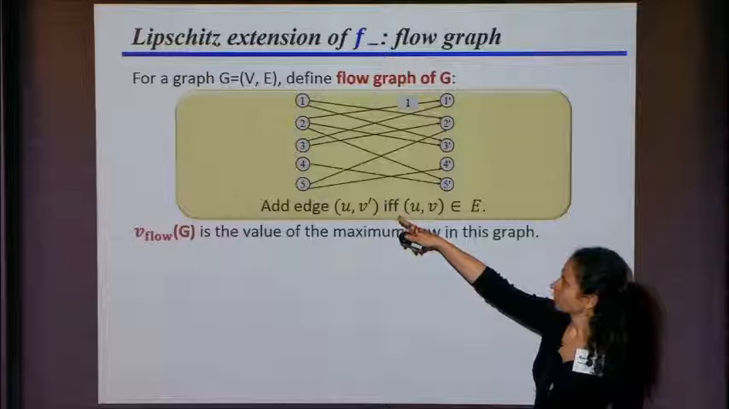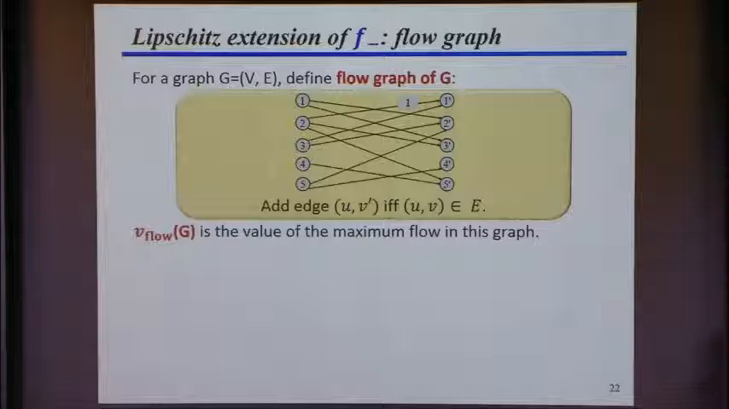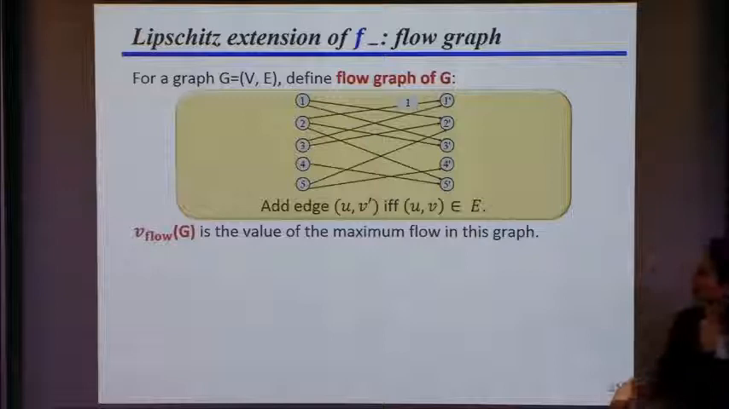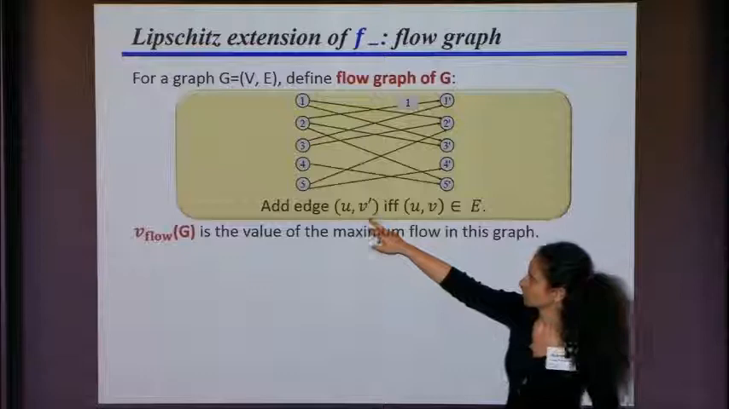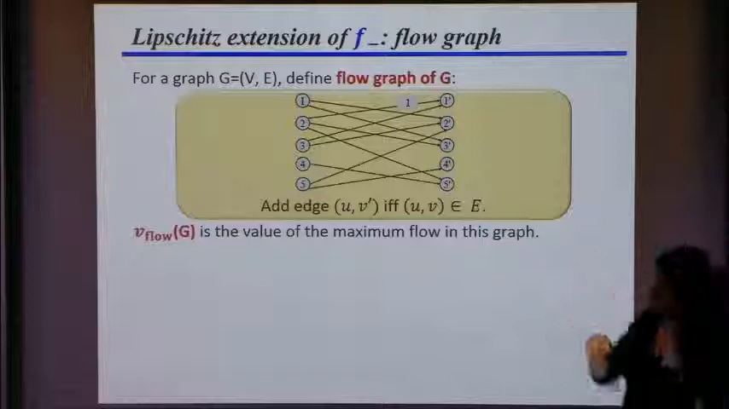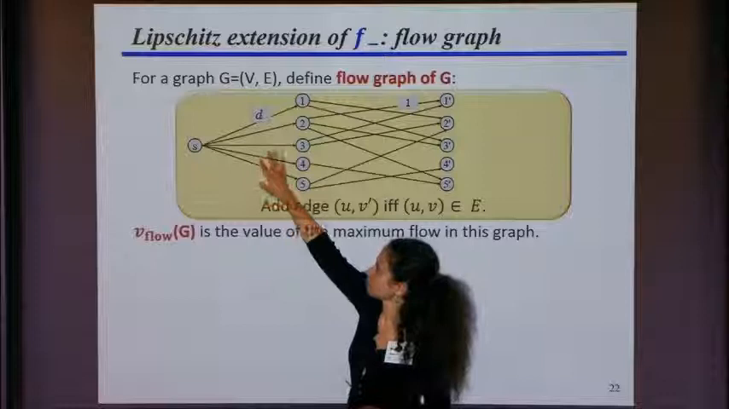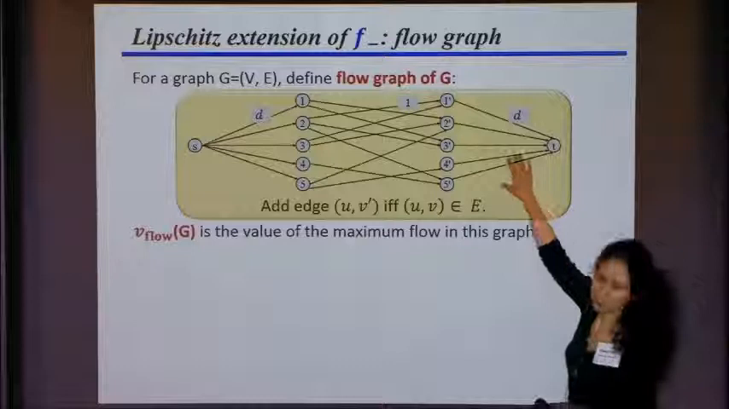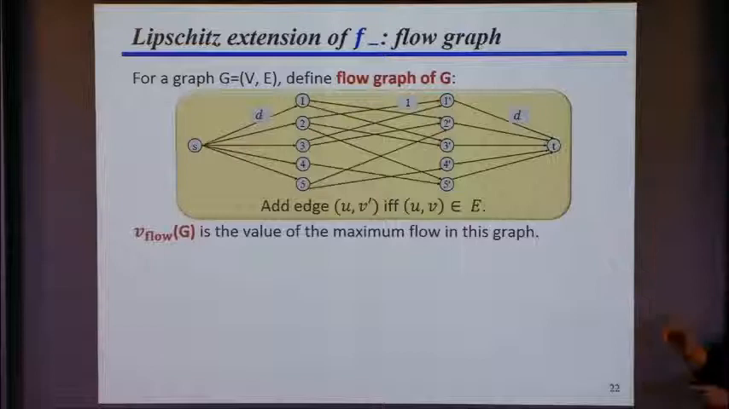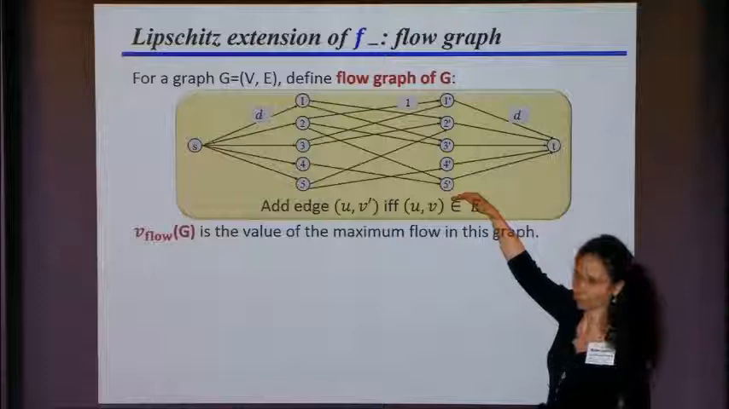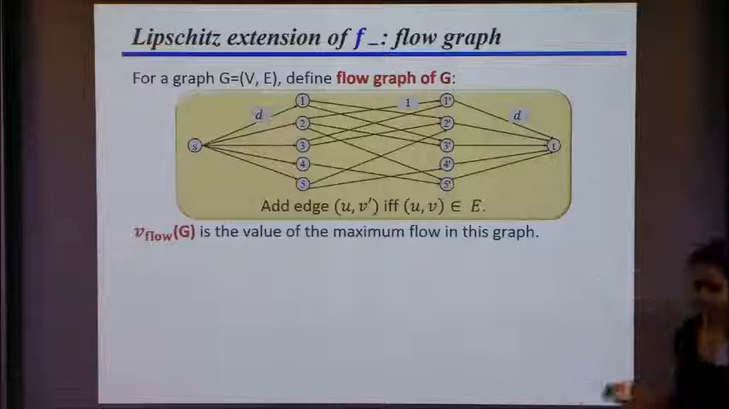So for a given graph, we define the corresponding flow graph of G as follows. We make two copies of each node and two copies of each edge. So we add an edge, symmetric, from U to V prime if and only if UV is in E. We put capacity 1 on all these edges, and we add a source with capacity d on all edges coming out of the source, and a sink with capacity d edges all coming into the sink. Now we can compute the maximum flow on this graph, and we define V sub flow to be the value of the maximum flow. This is the function we're going to look at, which we can efficiently compute.